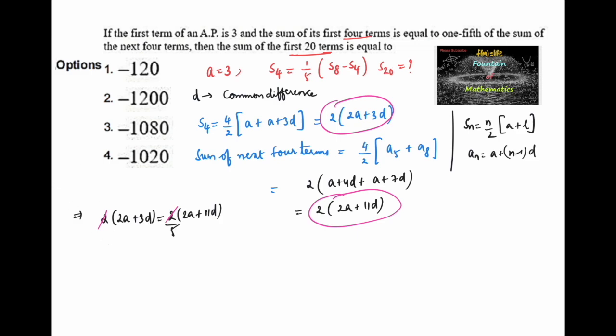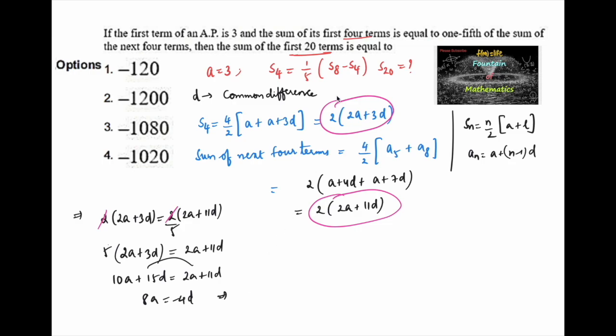So we can write 2A plus 3D 5 times, which is equal to 2A plus 11D. That is 10 times A plus 15 times D is equal to 2A plus 11D, or 10A minus 2A, that is 8A, is equal to 11D minus 15D, that is minus 4D.